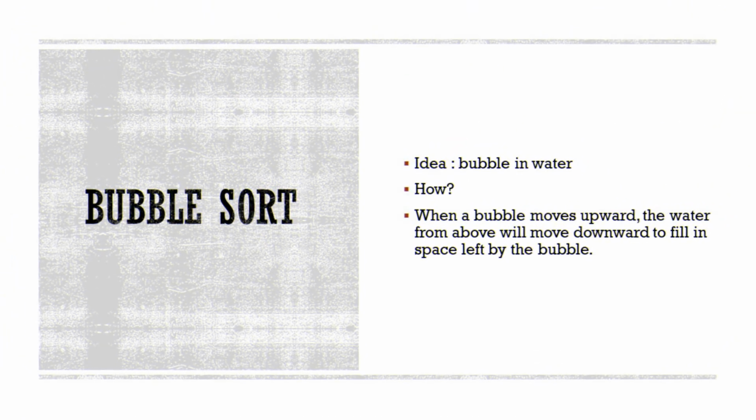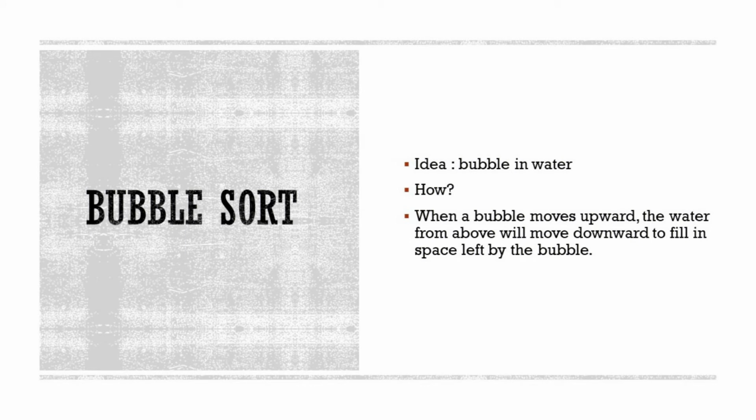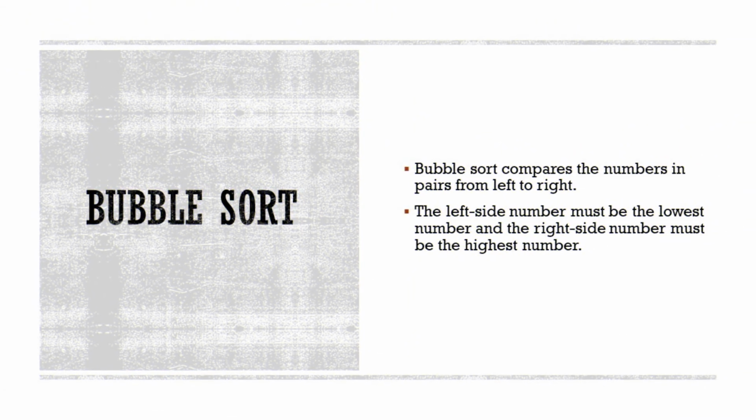Okay, for the first one, bubble sort. The idea of the sort is a bubble in the water. How? When a bubble moves upwards, the water from above moves downward to fill the space left by the bubble. Bubble sort compares the numbers in pairs from left to right. The left side number must be the lowest number and the right side number must be the highest number.